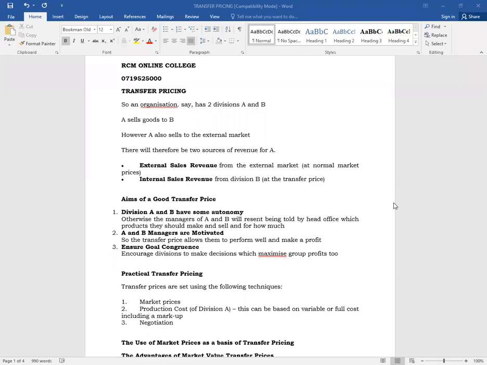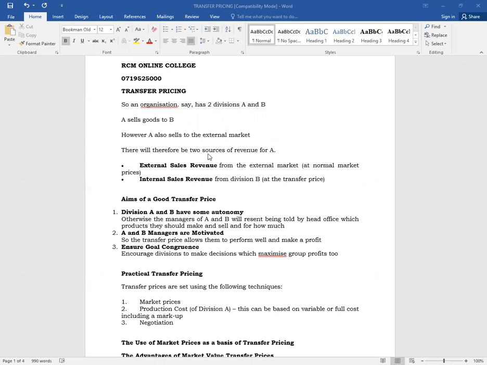When we talk of transfer pricing, we're looking at a company that has divisions. Assuming your company has two divisions, A and B, and A sells goods to B. These are two divisions of the same enterprise, of the same entity. However, A also sells to the external market. So A sells to B internally, and it also sells goods to the external market.